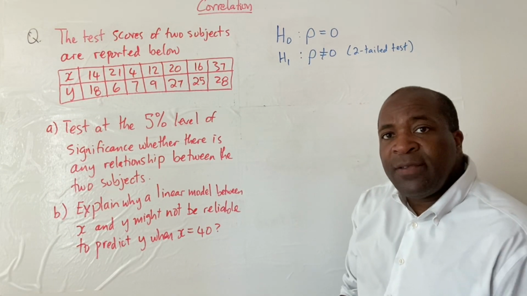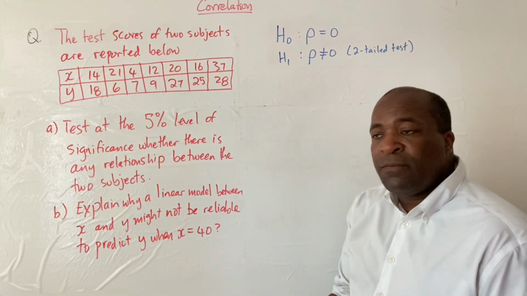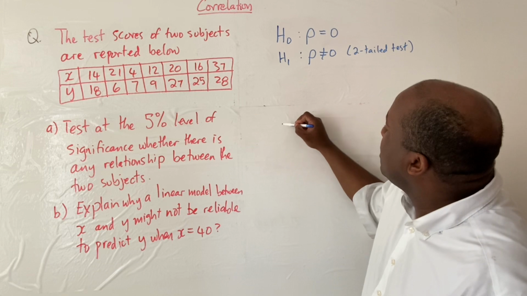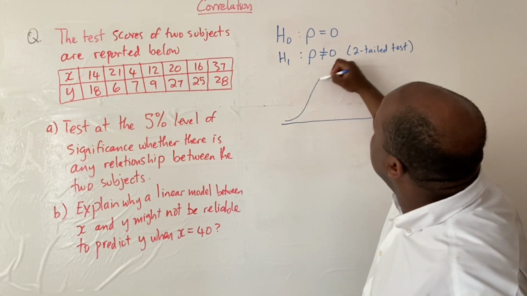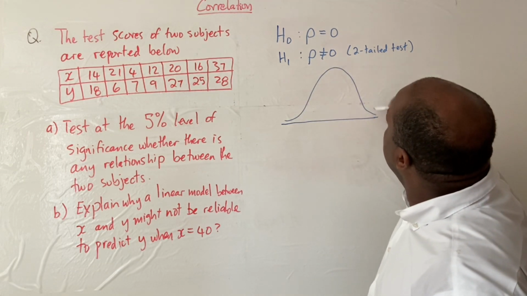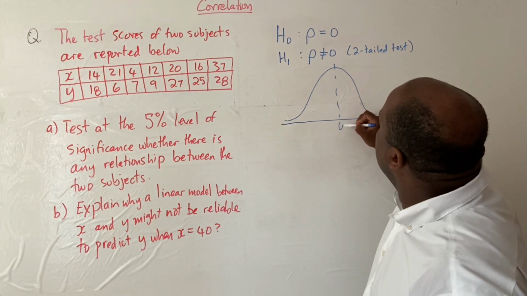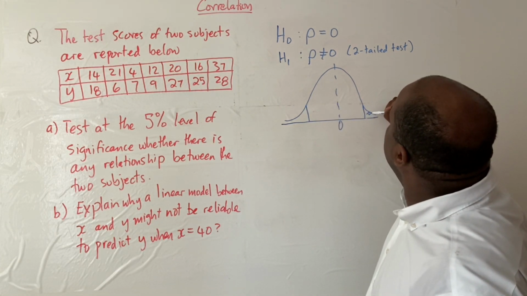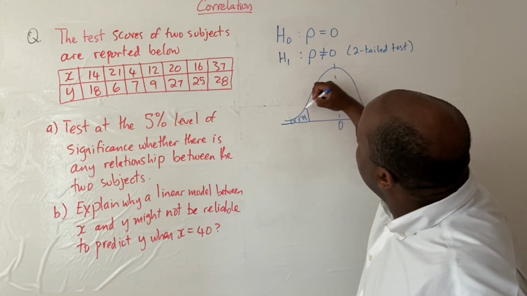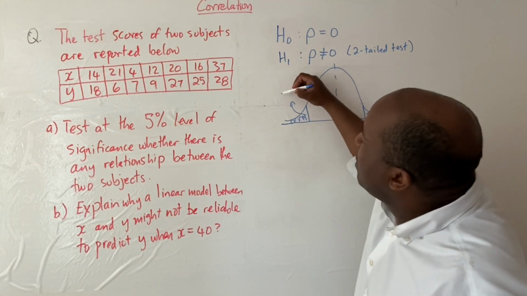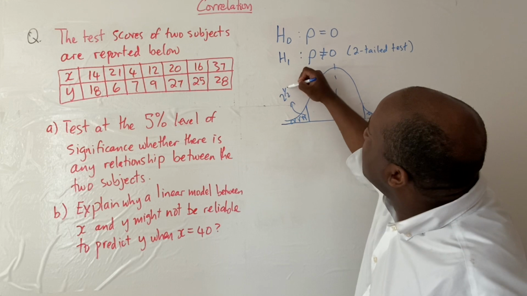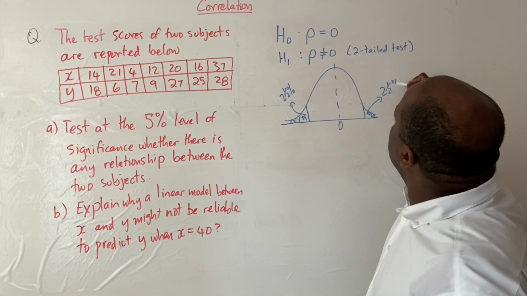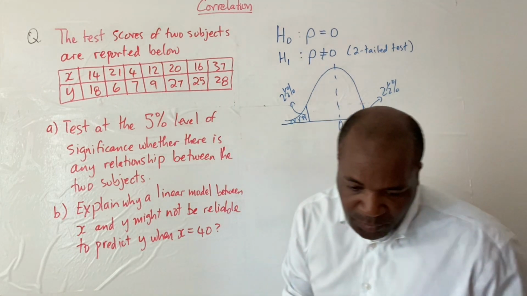So once I've identified the nature of the tail of the test, what I would strongly encourage you to do is to now sketch a graph. So we have rho equals 0, and then we're going to have critical values associated with the significance levels. That has now been split into half: 2.5% on that side, 2.5% on that side.